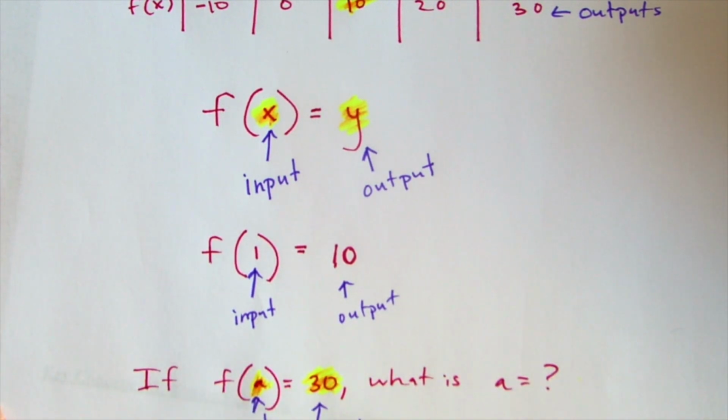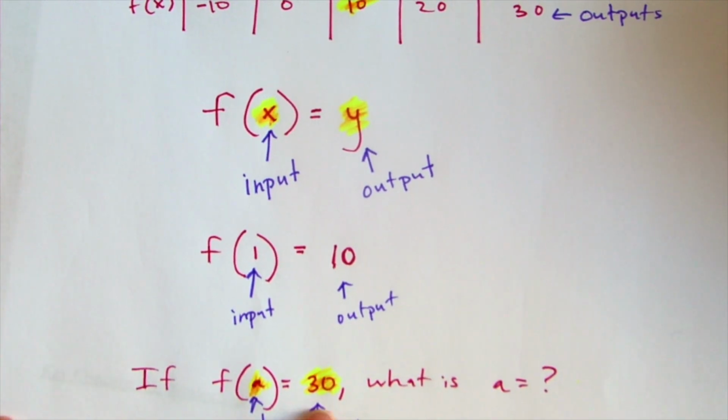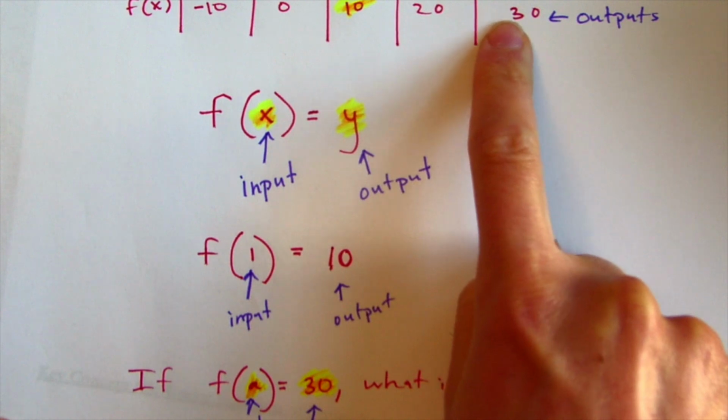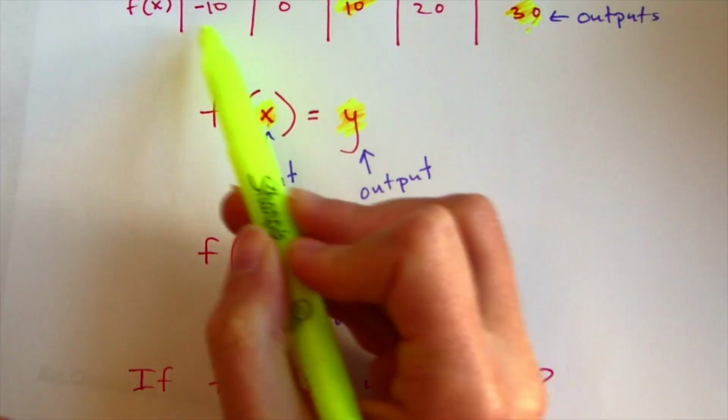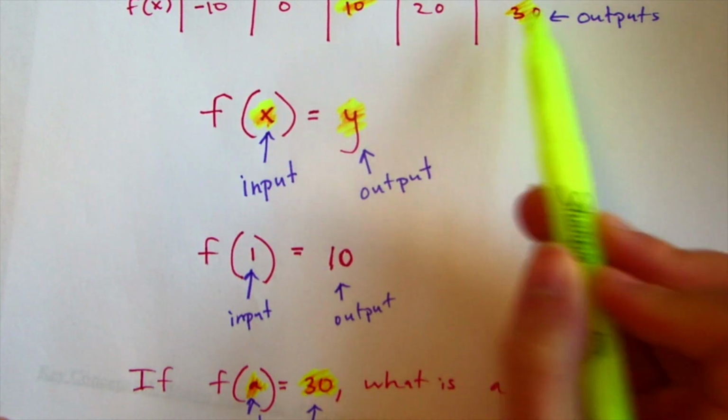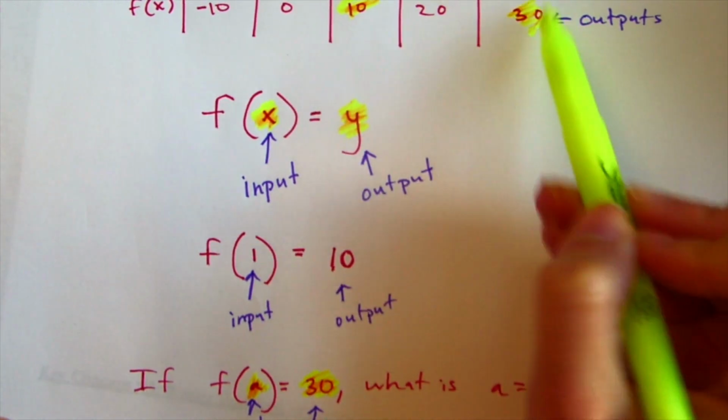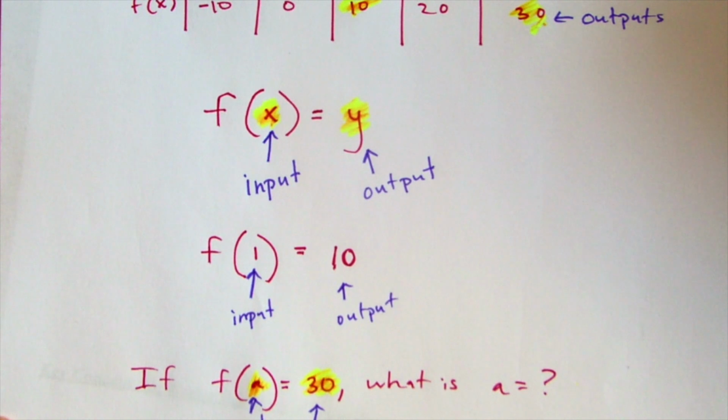Okay, so look up in my table, find my outputs, see where the output is equal to 30, and I can see the only value where the output is 30 corresponds to the input value of 2. So I know that a must equal 2.